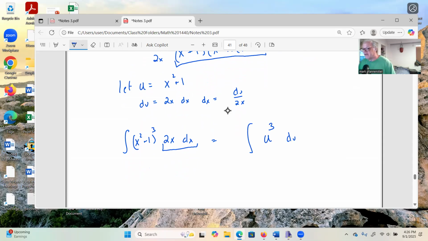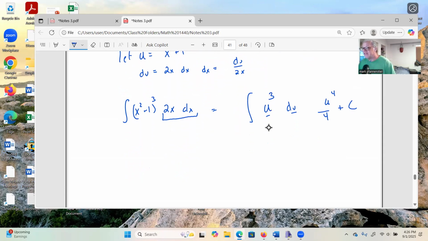But we can go ahead and integrate now. Everything is in terms of u, so we can integrate. If you have x's and u's at the same time, you can't integrate, you haven't finished this yet. So that's just going to be u to the 4th over 4 plus a constant of integration.